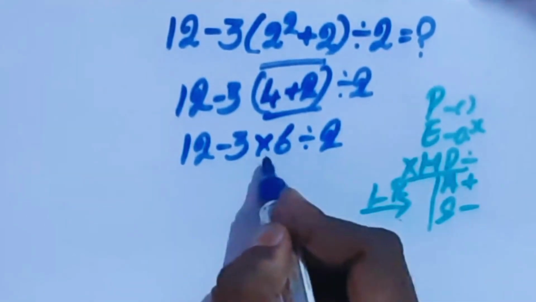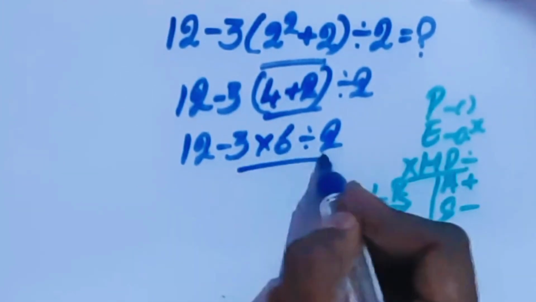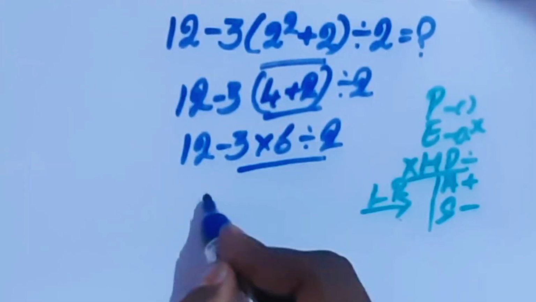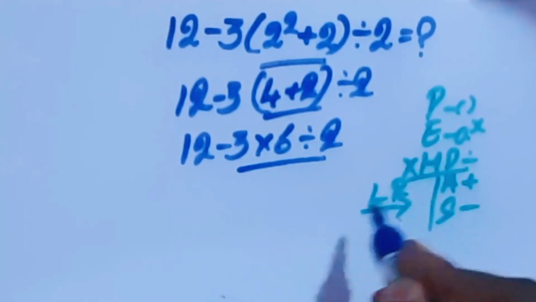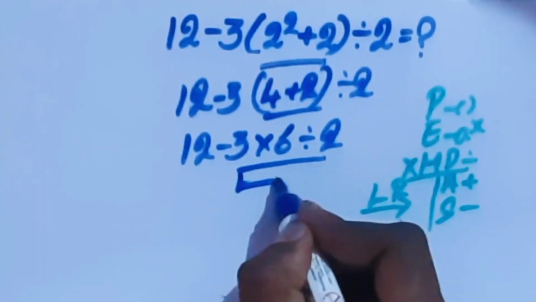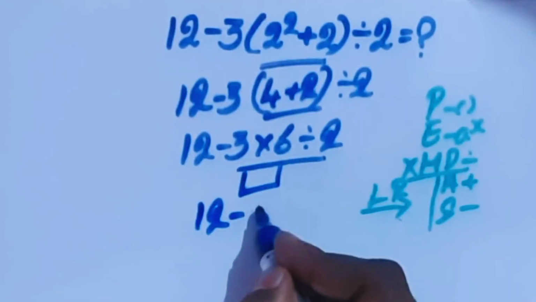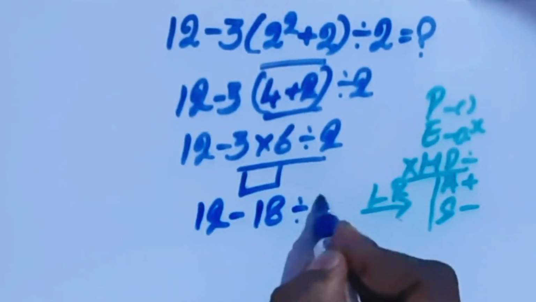Here we have subtraction, multiplication and division. The next priority is multiplication and division, so we have to do this multiplication and division before the subtraction. Multiplication and division are equal priority. For equal priority we have introduced left to right. Here left to right is 3 times 6. Here 12 minus 3 times 6 is 18, divided by 2.